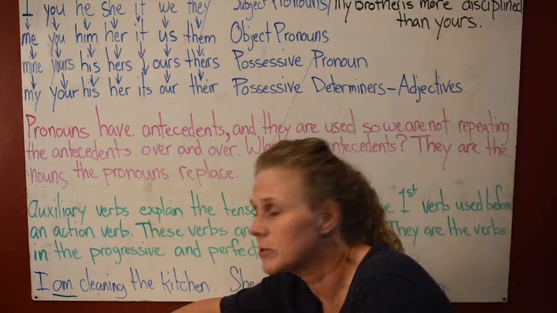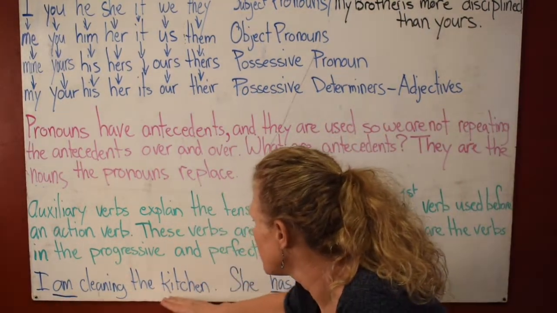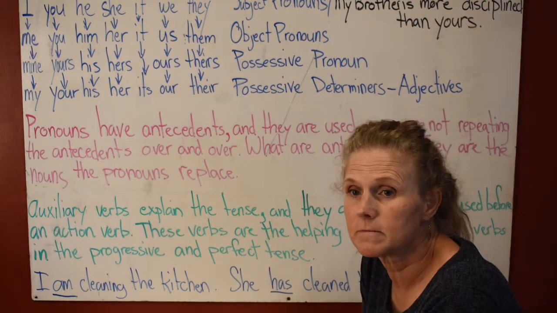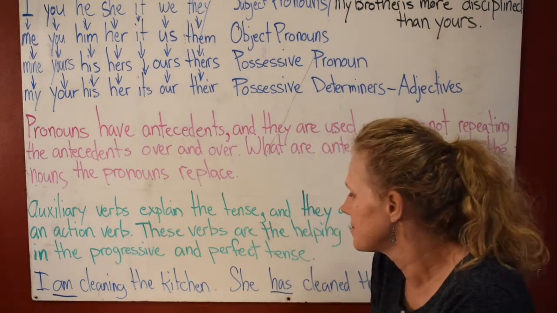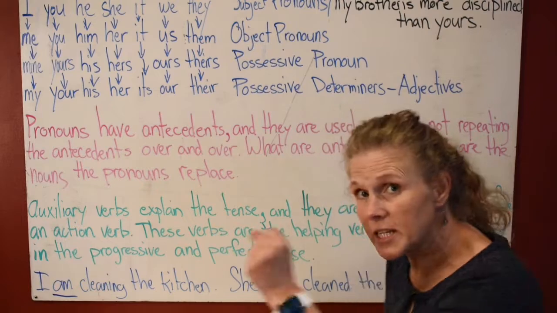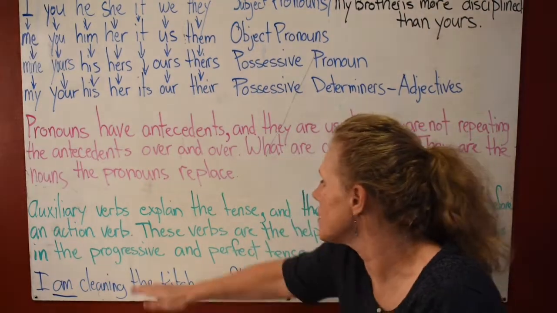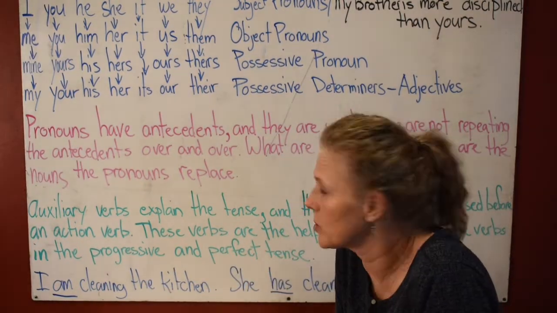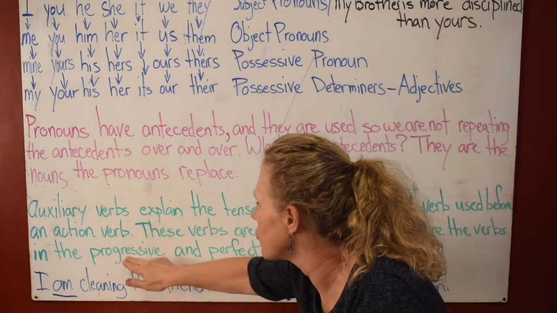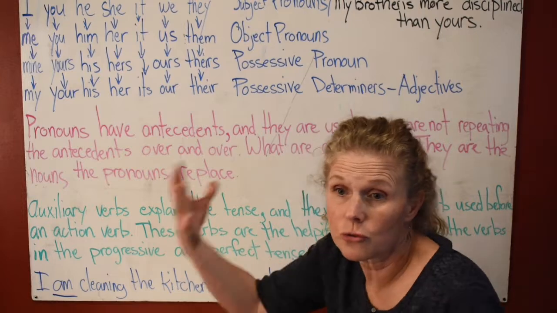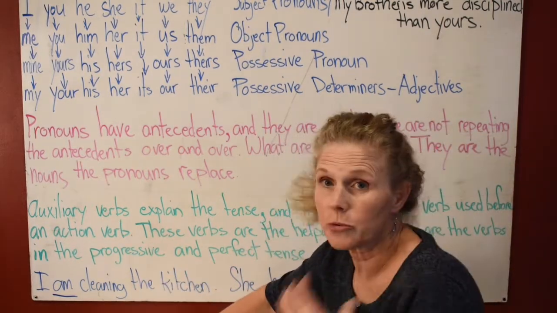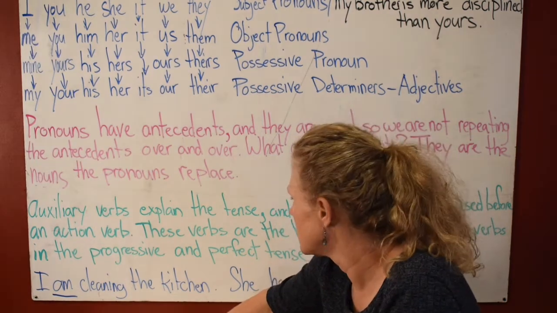So here's some examples. I am cleaning the kitchen. Well, is this progressive or perfect tense? This one is progressive. You know that because you have ing. It's the continuous motion. Sometimes people call them the continuous verb. I just do progressive because I love that gress means to move forward. Progress, you're progressing. And that's what we're doing when we're talking about this.